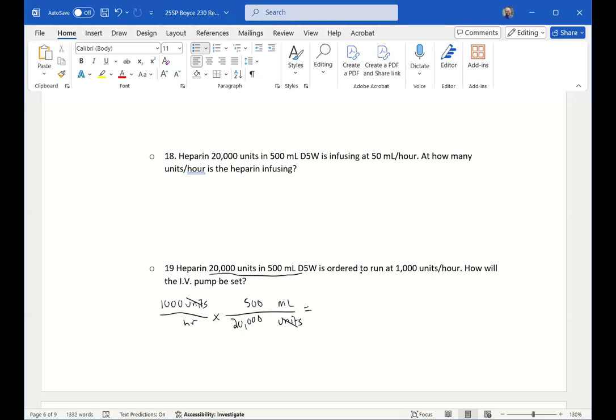So I'm going to take 1,000 times 500. I get 500,000. I'm going to divide by 20,000, and then I get an answer of 25. Now, what are my units that are remaining? I have milliliters, I have hours. What was I looking for? I didn't specifically say, because it just says, how will the IV pump be set? The IV pump, they want to know milliliters per hour.